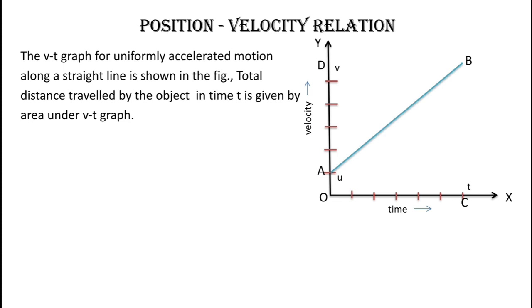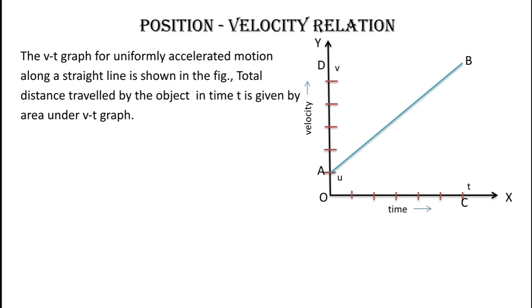So, position velocity relation. Here we have the velocity time graph for uniformly accelerated motion along a straight line. You are familiar with this graph because I have already used this graph in proving the first two equations of motion. Now what we do?